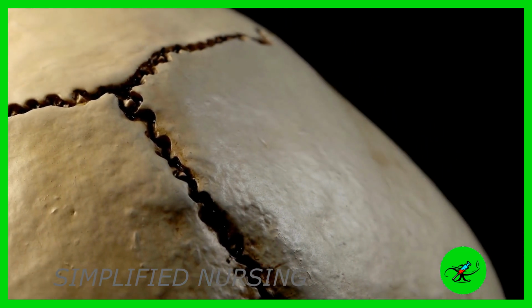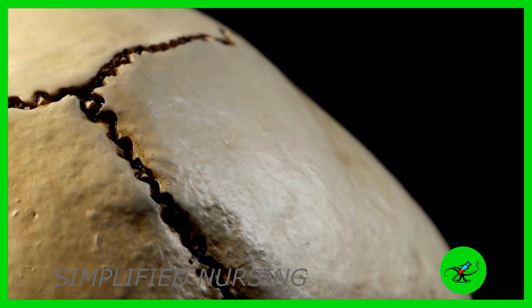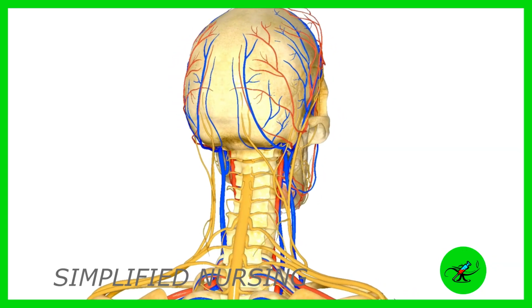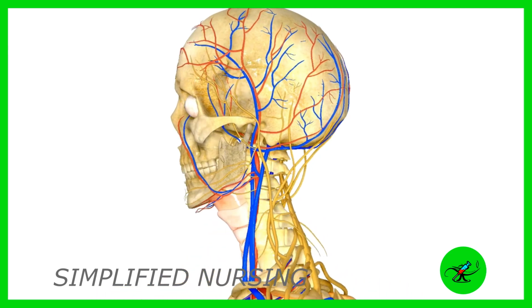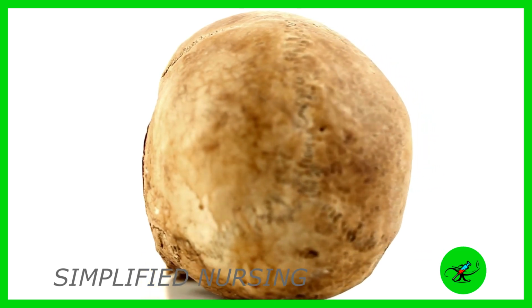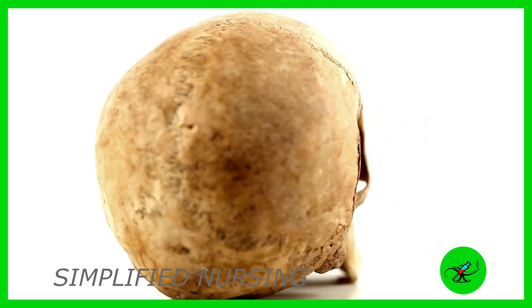6. Cranial foramina. Foramina are openings in the skull through which nerves and blood vessels pass. Examples include the foramen magnum, in the occipital bone, through which the spinal cord passes, and the foramen ovale, in the sphenoid bone, through which the trigeminal nerve passes.